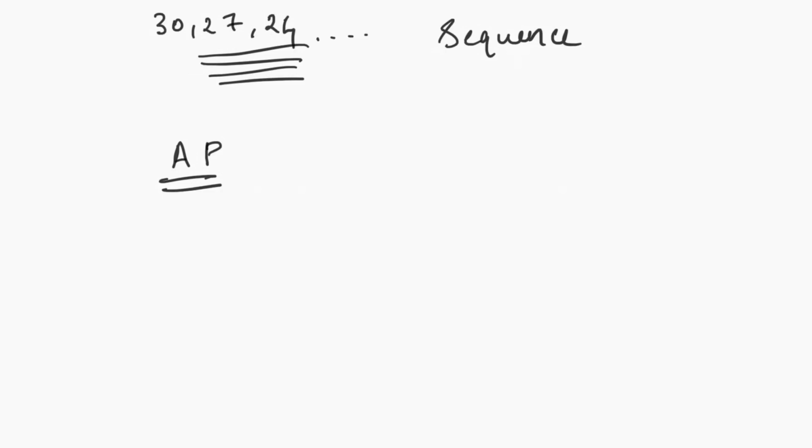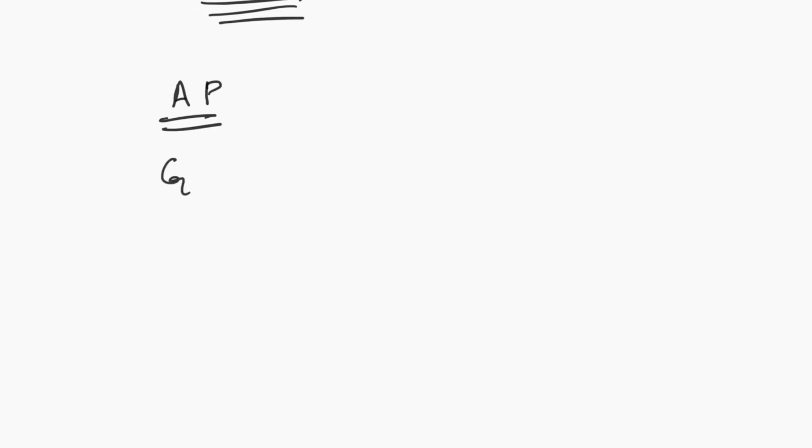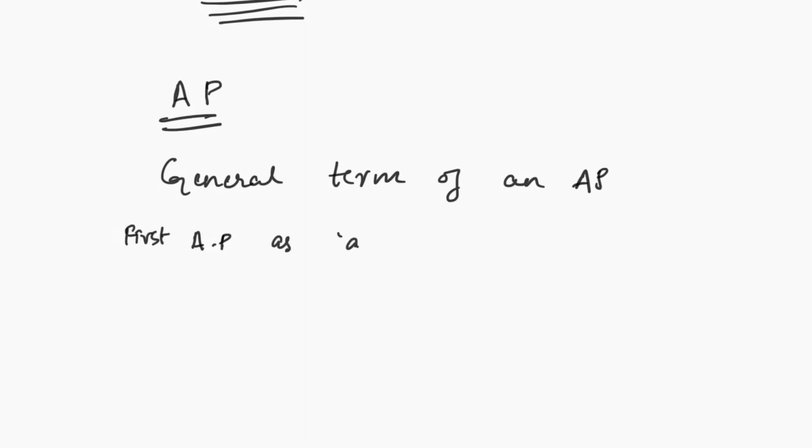Now we will see how to find the general term of an arithmetic progression. So what do we understand from arithmetic progression? Adding a certain number to the preceding number, that means the same number should be added to each preceding number. Then if you get a sequence like that, it's called an AP. Okay. So for this, let the first term of the AP be A.